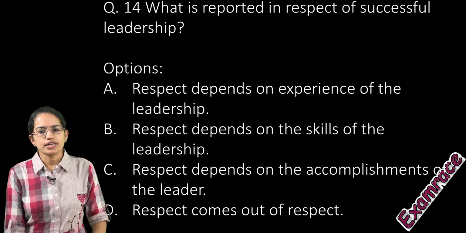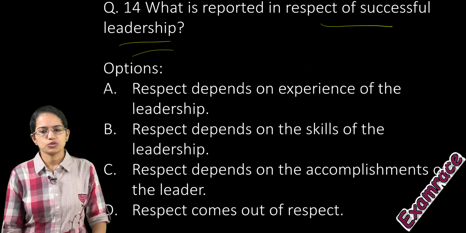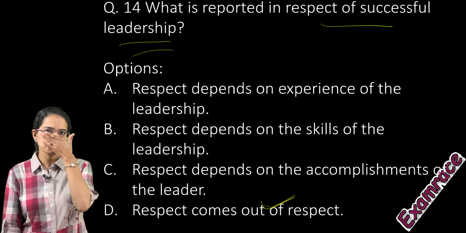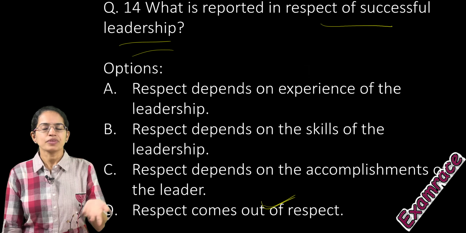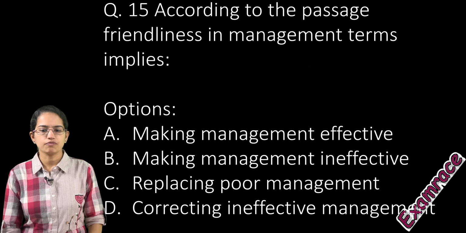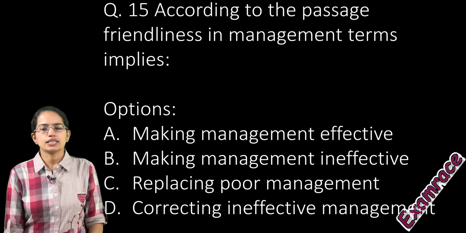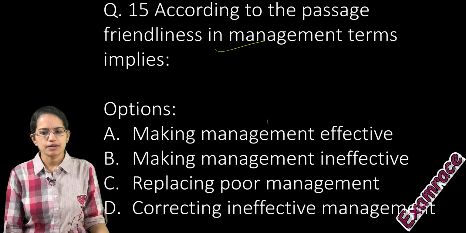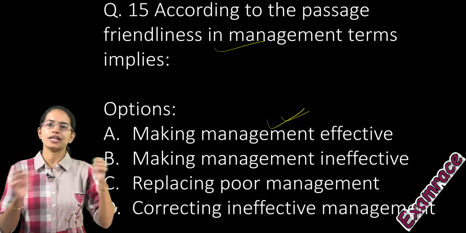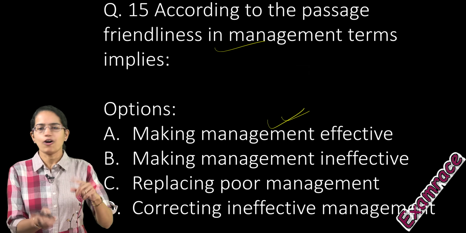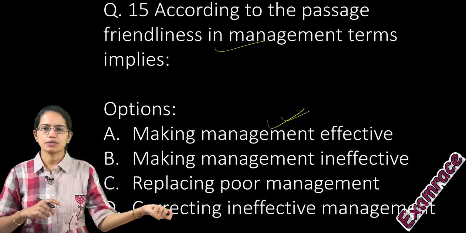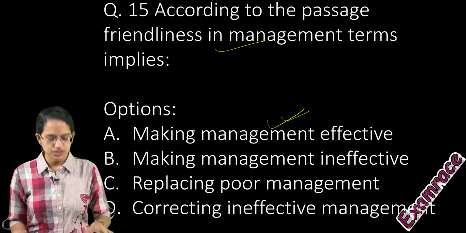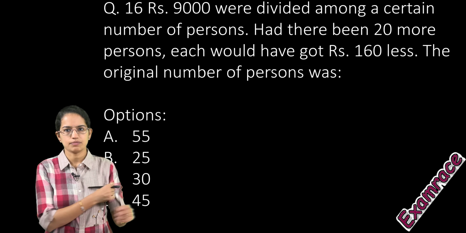What is reported in respect of a successful leadership? So respect comes out of respect. That means if you pay respect to others, you will get respect. And that's mentioned in the first few lines of the first passage. The next is friendliness in management, which basically talks about making management more effective, and that's similar to the first question on the passage, and it's just pulling the head or the tail. So this passage was really pretty simple as compared to other passages.